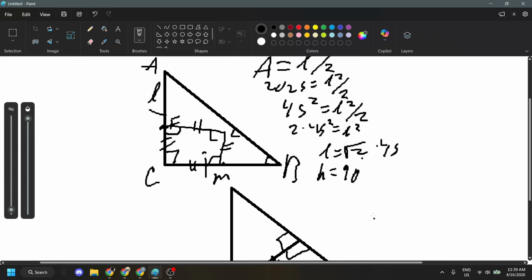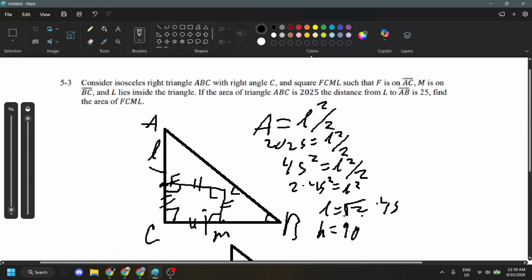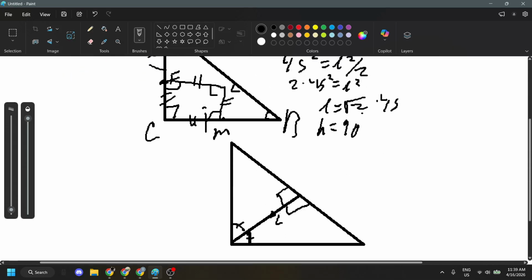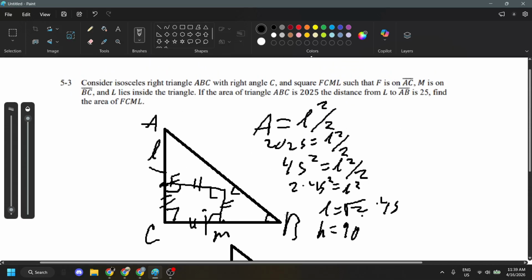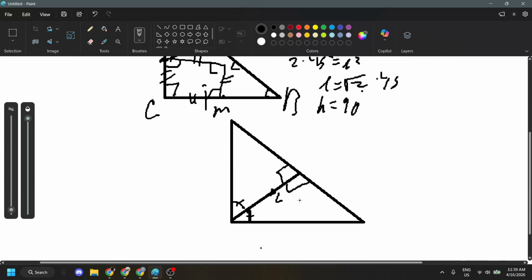What do we know about L and FC? The area of the triangle ABC. Oh, the distance is 25. Okay. So if we know the distance from L to AB, this is 25. So if we know the entire distance here, if we know this entire distance, then we can find this one here. We could use that to find one side length, which then we could use to find the area. Okay.